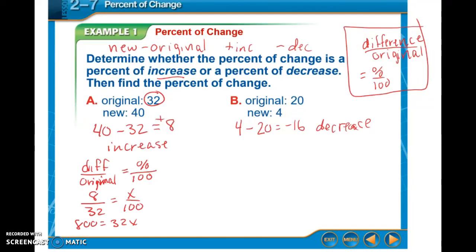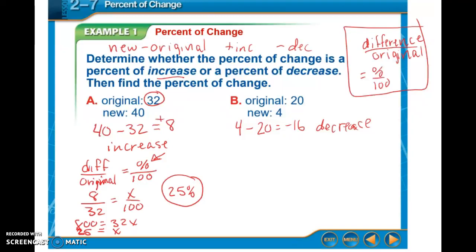And then when you divide that, you end up with x equals 25. So remember, this is the percent that you want here. So this gave us the percent. It's 25%. So the percent change is 25%. It's not going to be 2,500%. So you're not doing anything with the decimal.